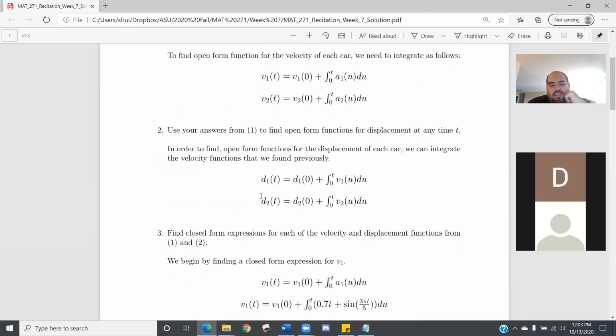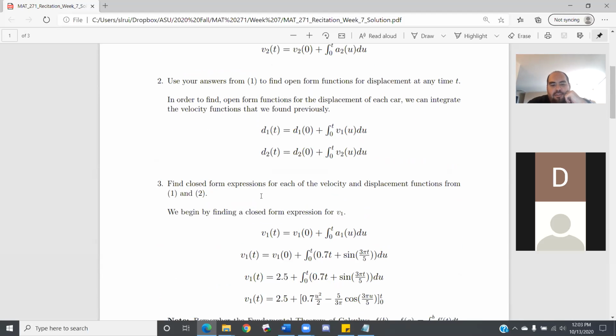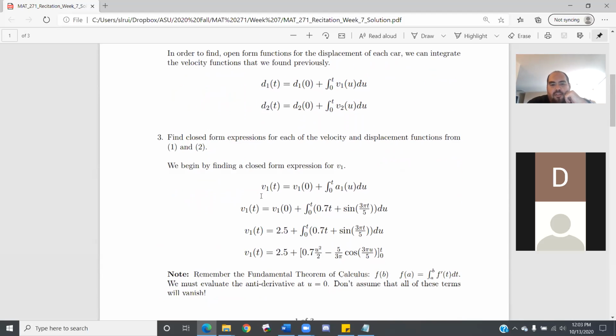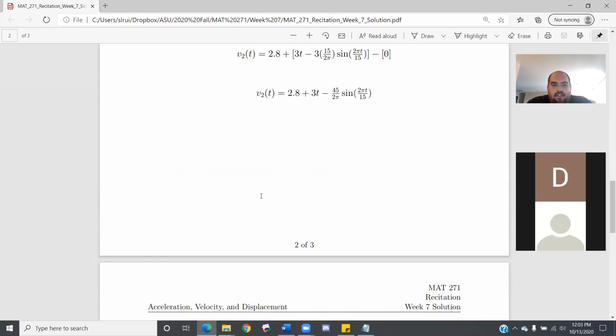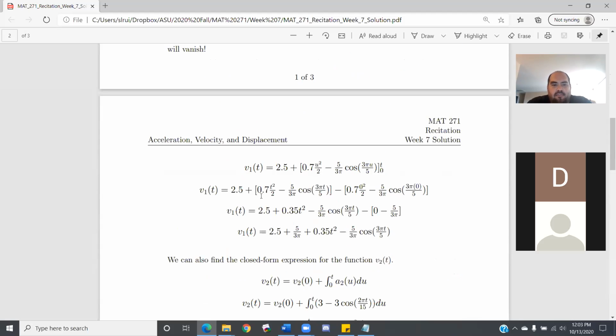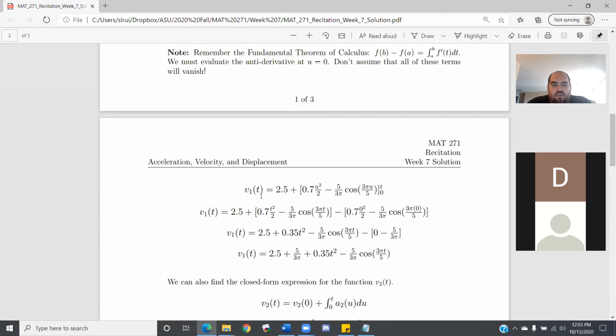The errors that I was seeing that were pretty widespread happened when we start working on the closed form. So I just want to walk through velocity 1, and then I'll email this PDF out tonight so you can take a look at it. But I go through in detail velocity 2 and the two distance expressions in closed form as well.